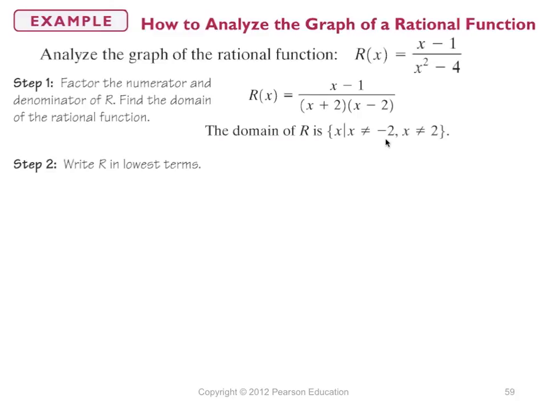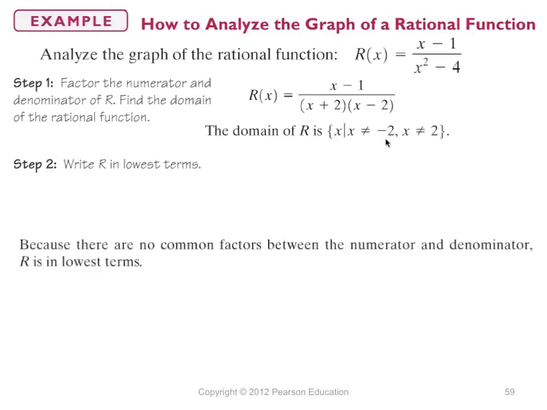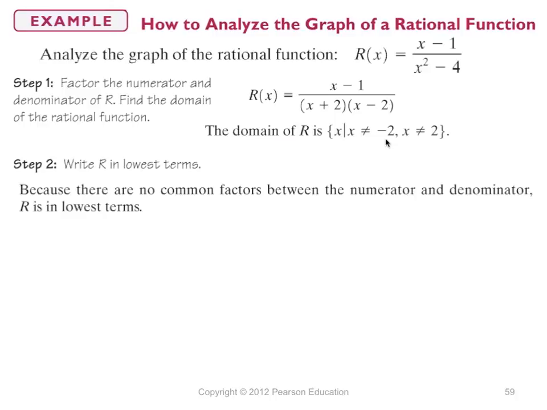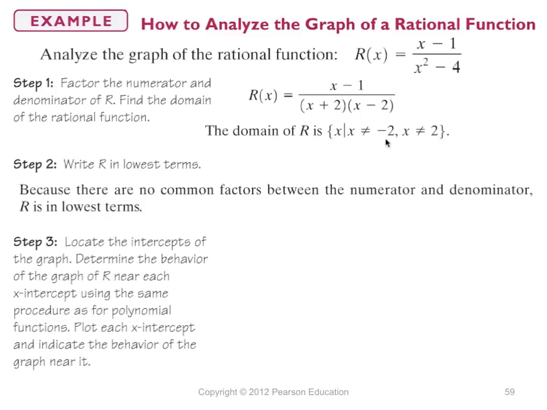Now at this point, if there was any canceling that we could do, then we would go ahead and do that. And if something did cancel, then you would have a hole at that point. Again, I would go through the other textbook examples because there is one like that. But there aren't any common factors between the numerator and the denominator, so we can't cancel anything. So it's already in lowest terms. Step 3 is to go ahead and find the intercepts.